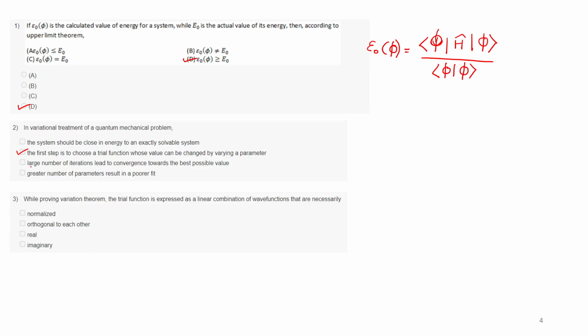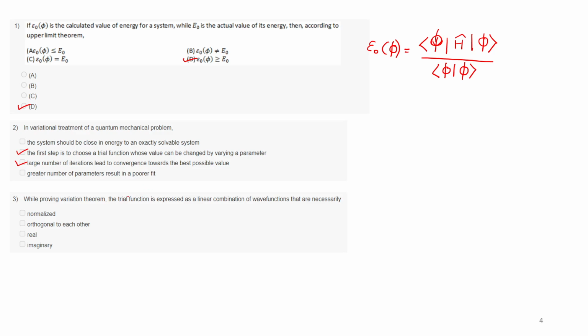Now the third statement: a large number of iterations leads to convergence towards the best possible values. That is also true for the variational theorem. But statement number four, a greater number of parameters results in a poorer fit, is not a correct statement. So only the second and the third statements are true for this question.